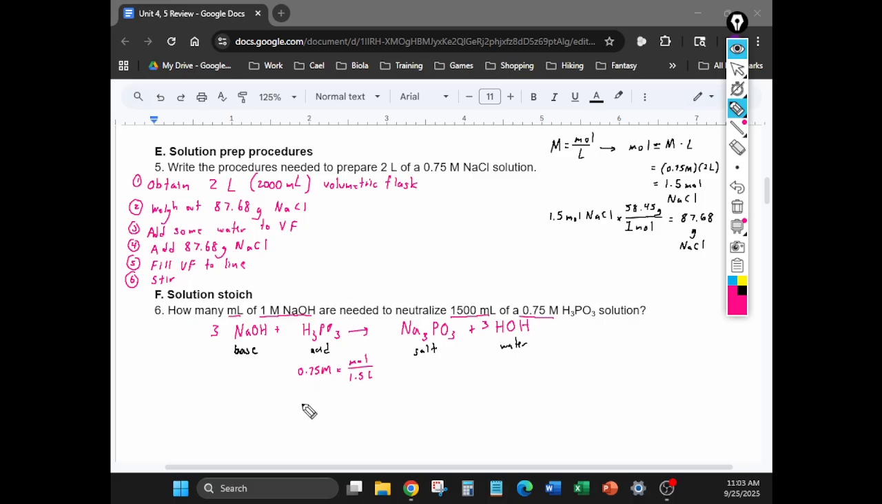You multiply the two numbers together, and that gives you 1.125 moles of H3PO3. All we did was pretty much cross multiply. Now we're going to use the balanced equation to do the stoichiometry. So times, and we want to get rid of our H3PO3, so we put 1 mole of H3PO3 for every 3 moles of NaOH. I'll try to color code this for you.